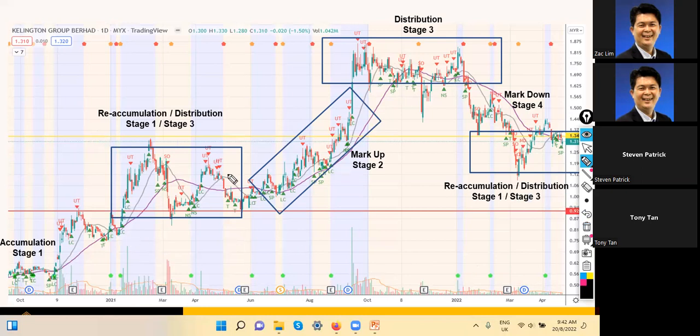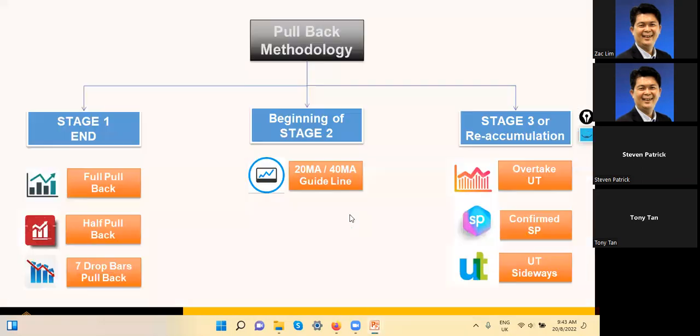Okay, so when you have something like this, when they come to a stage 1 or stage 3, you need to know that it's already in the distribution. When you are in a distribution, you need to switch your strategy. So I want to show you here, back to the previous stage.